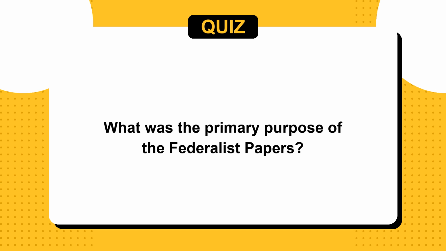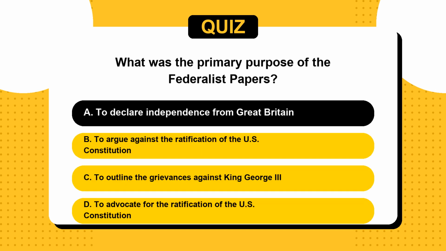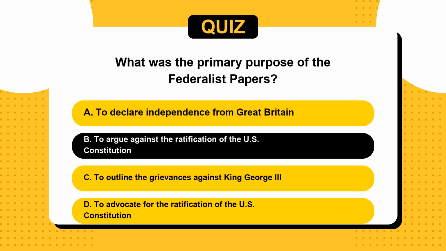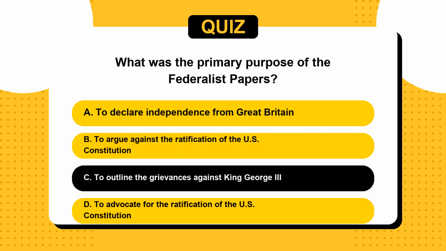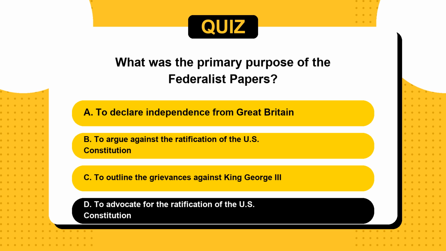Next question. What was the primary purpose of the Federalist Papers? Is it A, to declare independence from Great Britain? Or B, to argue against the ratification of the U.S. Constitution? C, to outline the grievances against King George III? Or D, to advocate for the ratification of the U.S. Constitution?